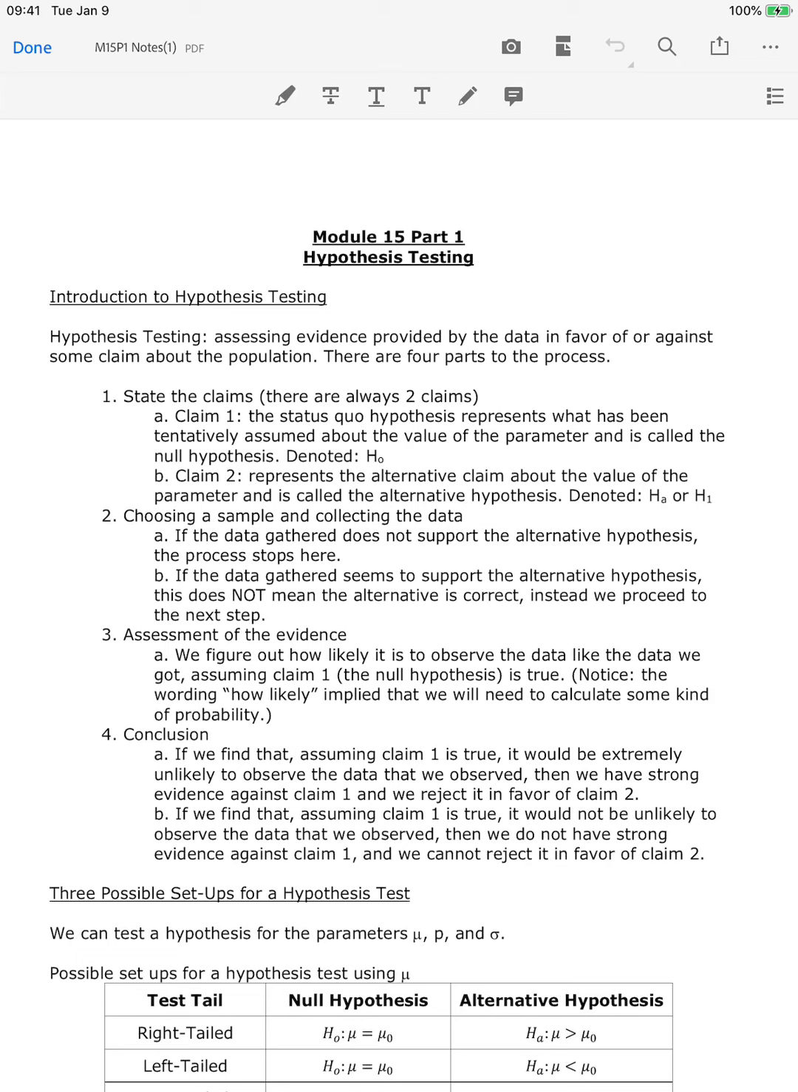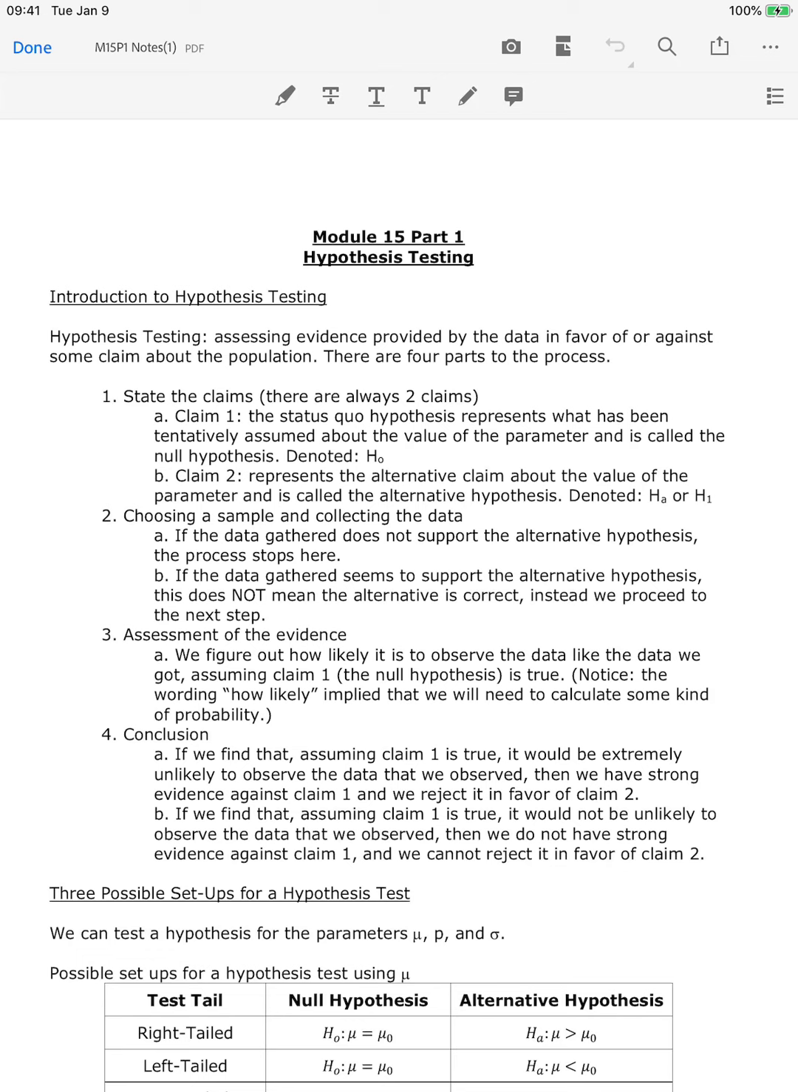The second claim is an alternative claim about the value of the parameter. So this is what you think is actually happening to the population value. This is called the alternative hypothesis. It's denoted with an H and a small a, or H and a small 1. I use, and your book uses, the H with the small a next to it, but you could also see the H with the 1, most likely in your homework or out in the real world.